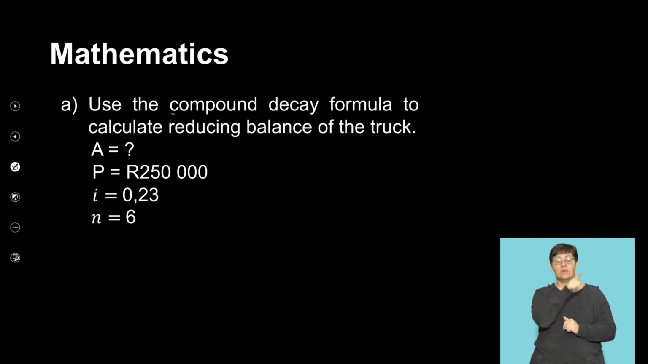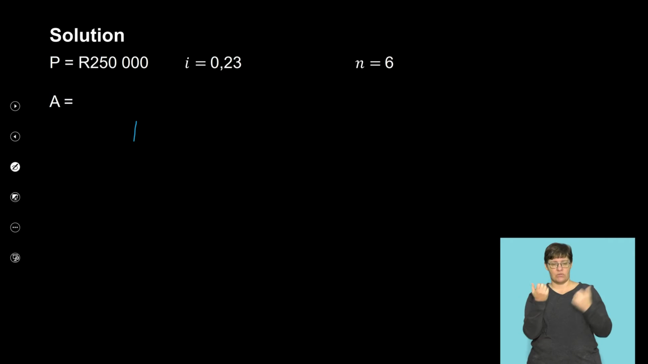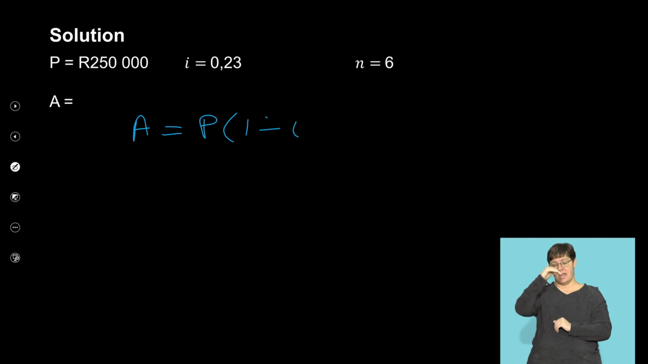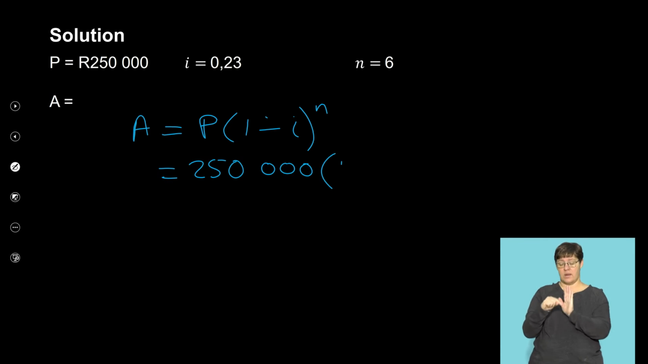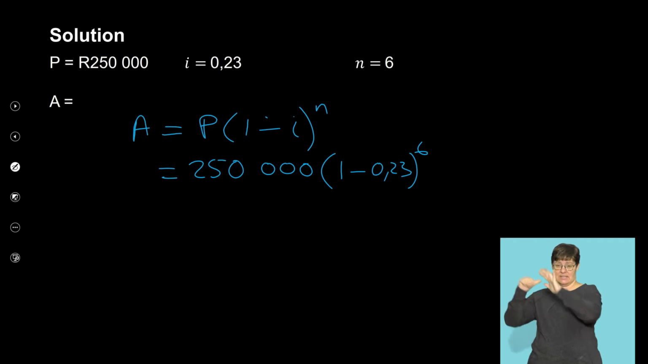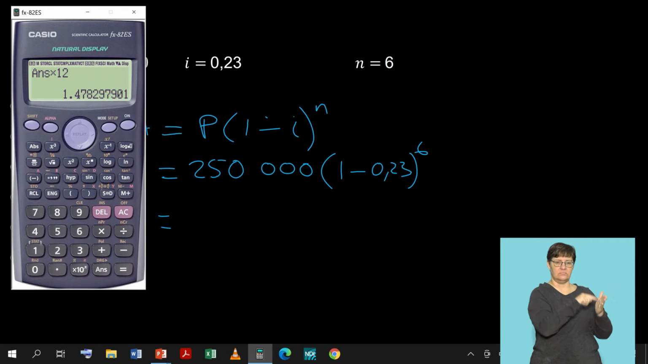Now, what you're going to use is the compound decay in order to calculate this. And these would be the data that I have for this particular question. And for me to then do the calculation, I will say A is equal to P into 1 minus i to the exponent of n. And this will be equal to 250,000 into 1 minus, the i here will be the rate of depreciation, which is 0.23, and this is for 6 years.